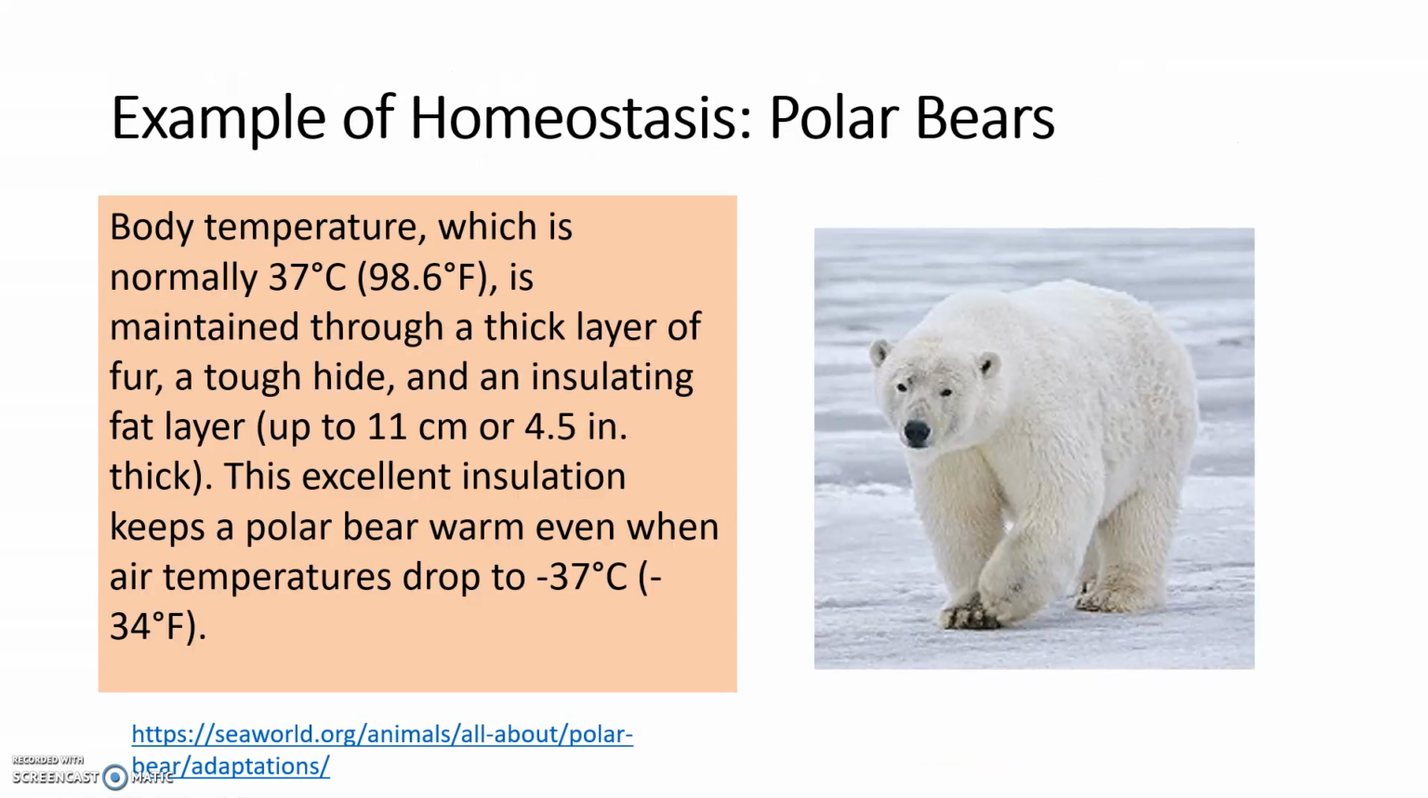Alright, we're going to look at another example of homeostasis, which is found in polar bears, and you hear this every single time. This is adapted from SeaWorld, so go ahead and check this link out if you're into it. What's really interesting about polar bears is that their body temperature is around 37 degrees Celsius. It's similar to that of humans. Humans also have a 37 degrees Celsius body temperature. I just told you that before.